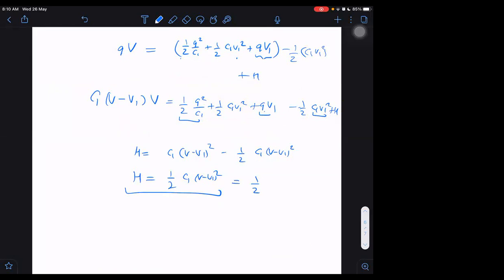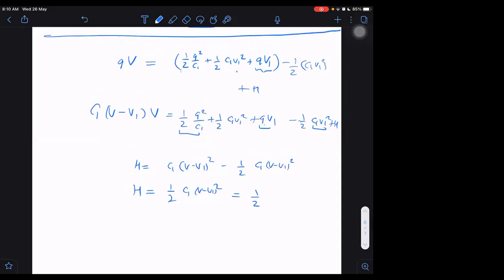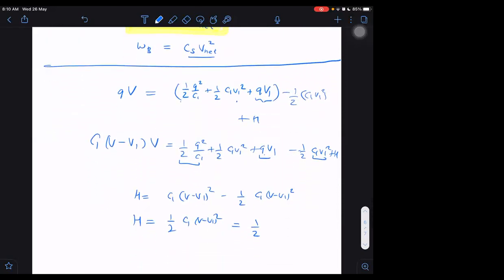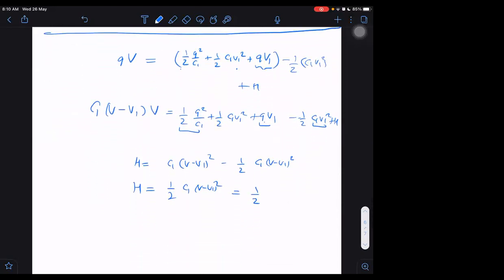Why this suddenly? What happened? No, sir, applied Q into V net, Q into V minus V1. No, work done by battery will be Q into V only. Okay, so what we are getting finally is half of C1 into V minus V1 square. I can say it is just V effective finally.